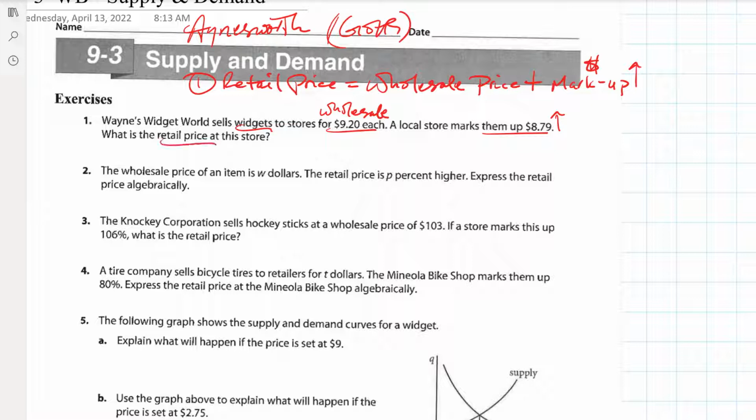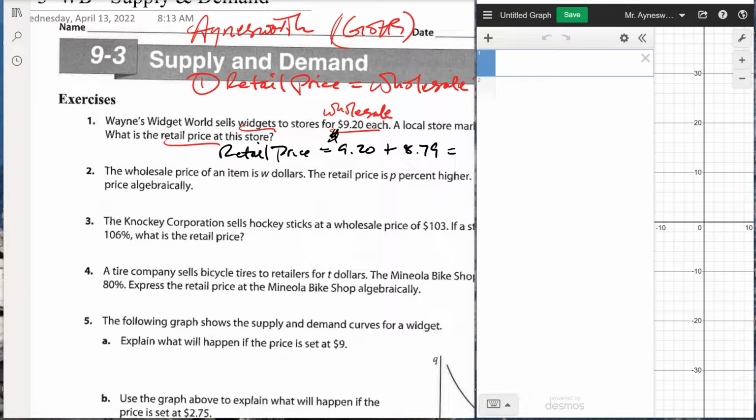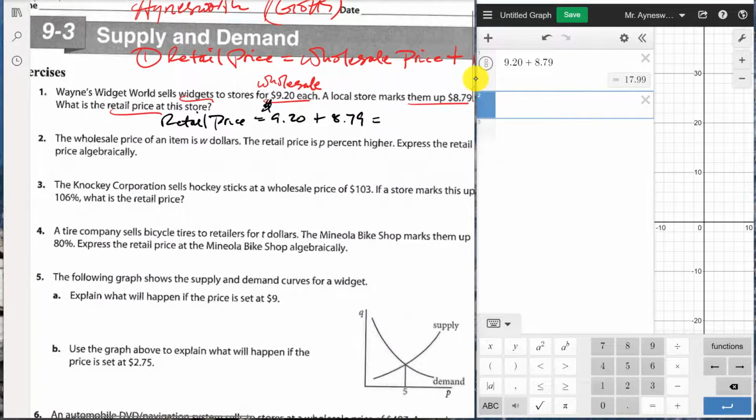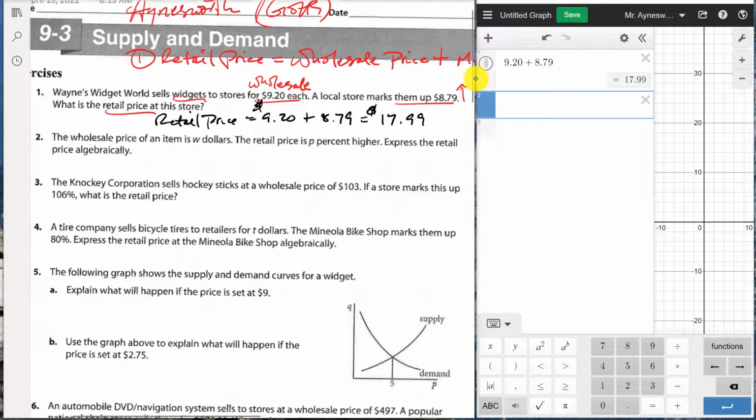So the retail price here, which is what they want, is going to be equal to $9.20 plus the $8.79. As in anything, you need to work through it. Just put that in there and go for it. $9.20 plus $8.79, you get $17.99. If you can do it in your head, great. If not, use your calculator. So $17.99 is the retail price.